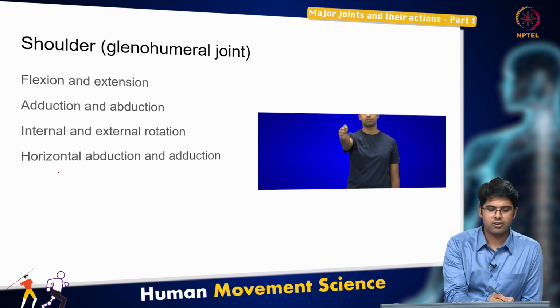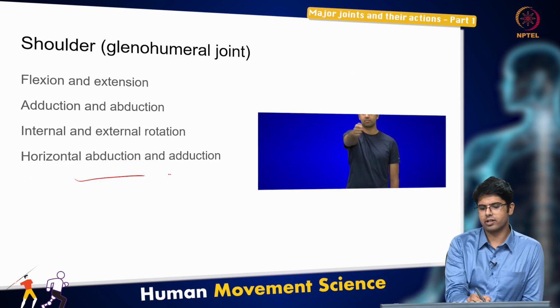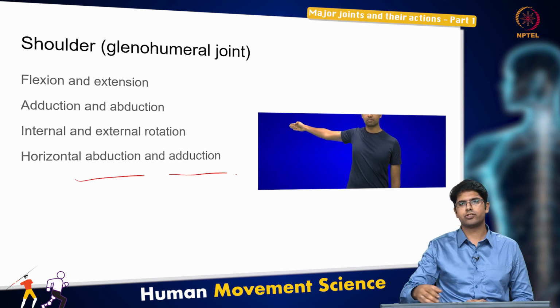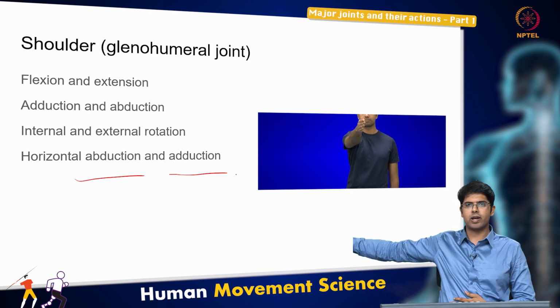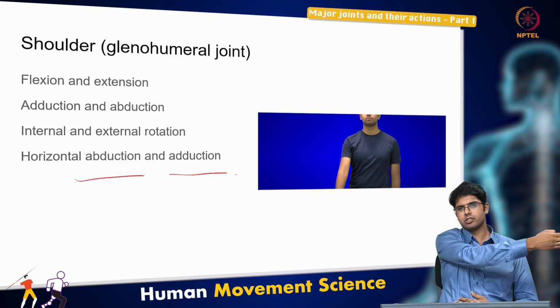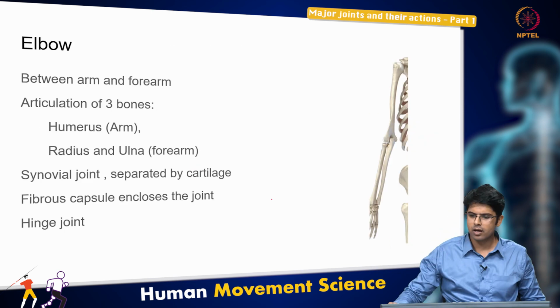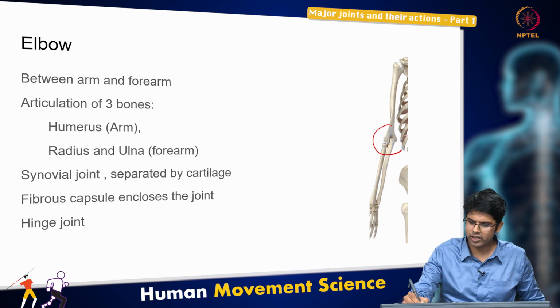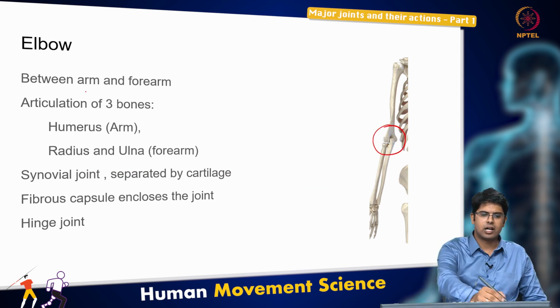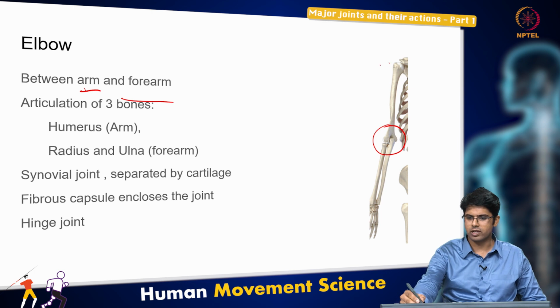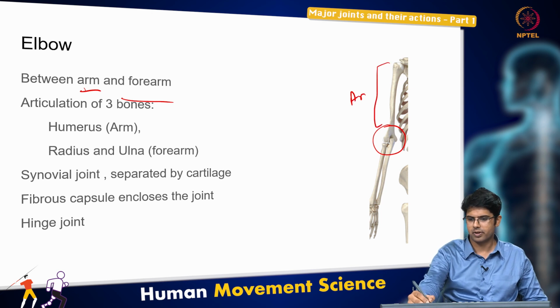And finally, you have horizontal abduction and adduction. Abduction is this movement away from the body, and adduction is this movement towards the front of the body. So elbow is the joint between the arm and the forearm.